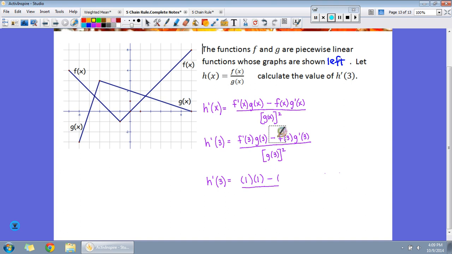Then we're subtracting f of 3, which has a y value of 3. g prime of 3, we're looking at g, and the slope is down 1 over 3, so -1/3. Then g of 3 we already did, that's going to be 1, and we're squaring that. So our derivative is going to be 1 plus 1 over 1, which is 2.